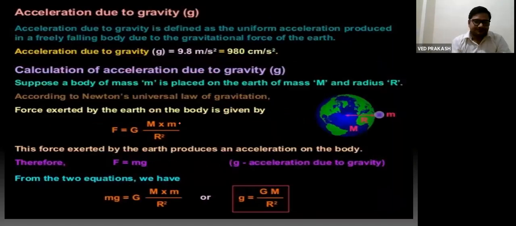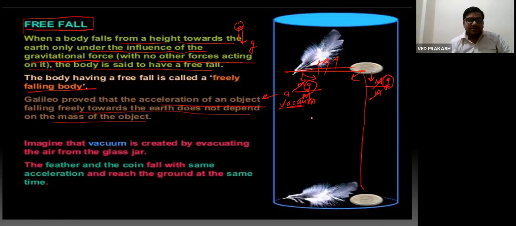Okay, so students, that's all in this lecture. In the next lecture, we will learn how this acceleration due to gravity varies with depth inside the earth, and with height above the earth. We will learn about this concept in the next lecture.